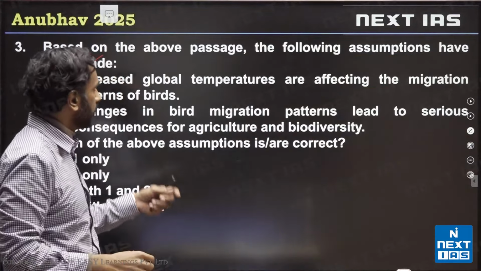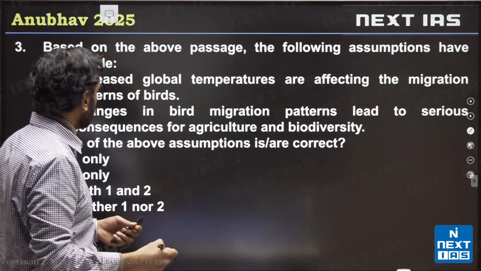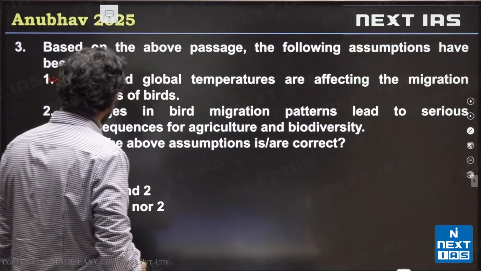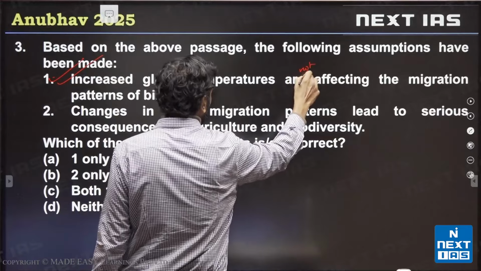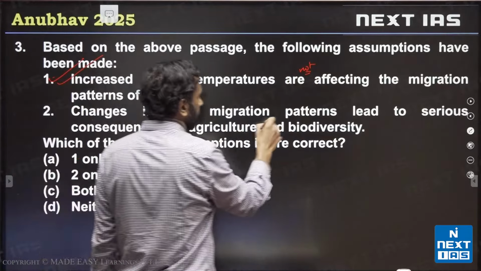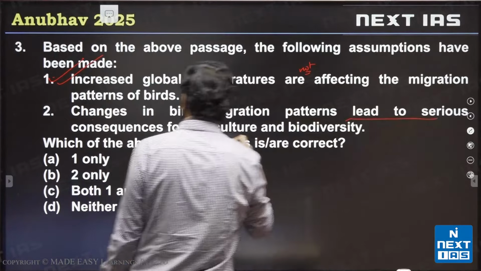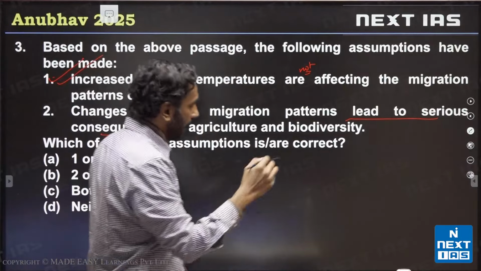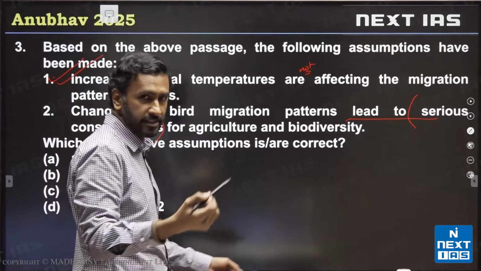Statement 2, changes in bird migration patterns lead to serious consequences for agriculture, right? So this was a tricky question for many students. We'll see, increased global temperatures are affecting, if I say are not affecting, passage stops making sense. When 2 says changes in bird migration patterns lead to serious consequences for agriculture, biodiversity is not written. And I'll tell you how to check for this. First, I check serious consequences, whether I can accept this or not.